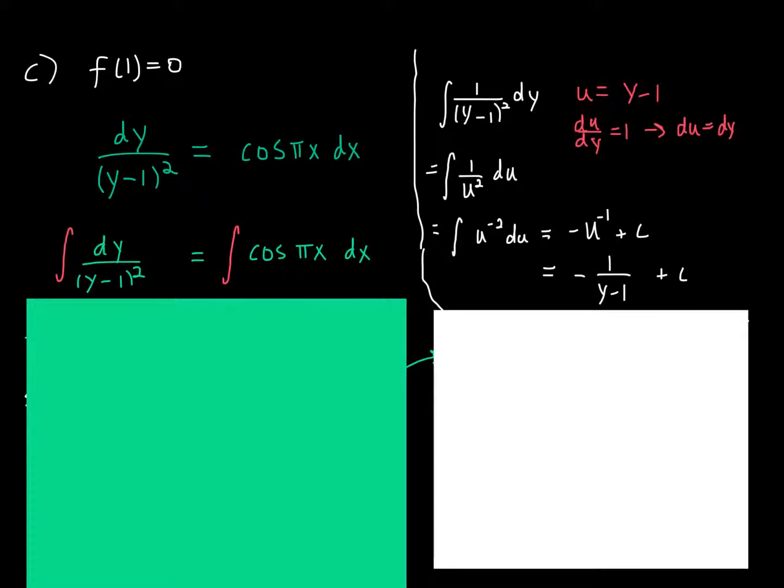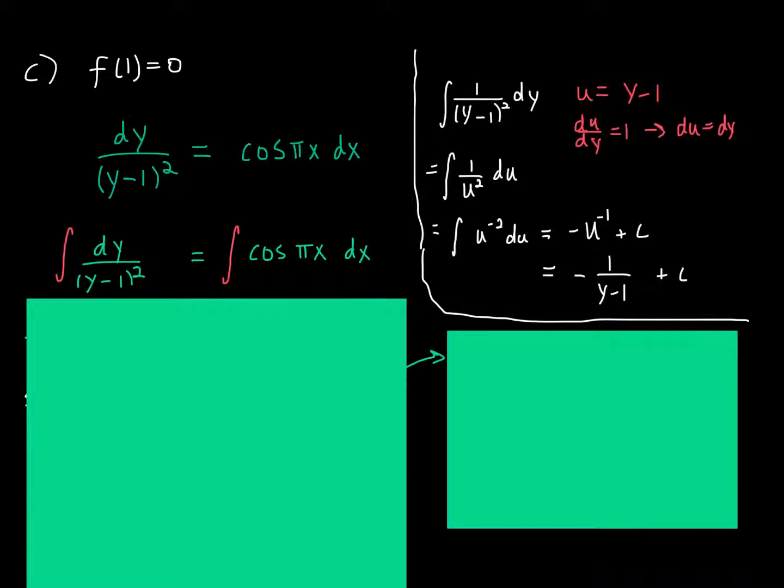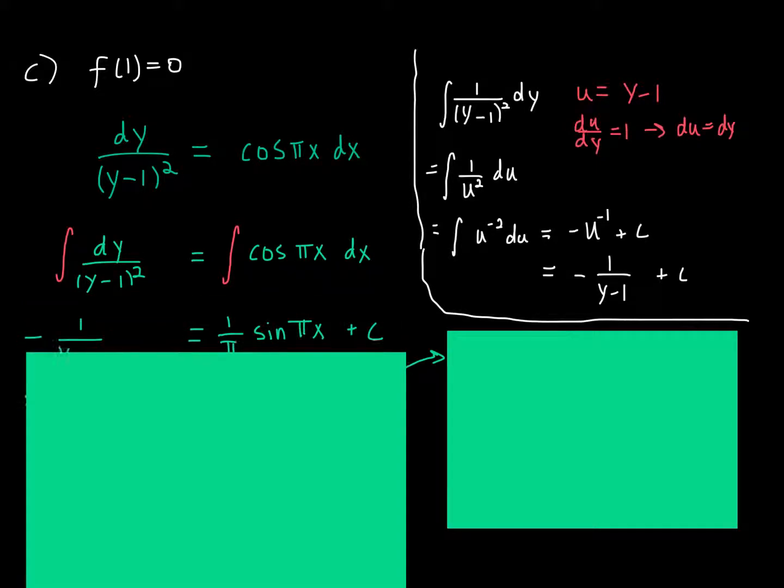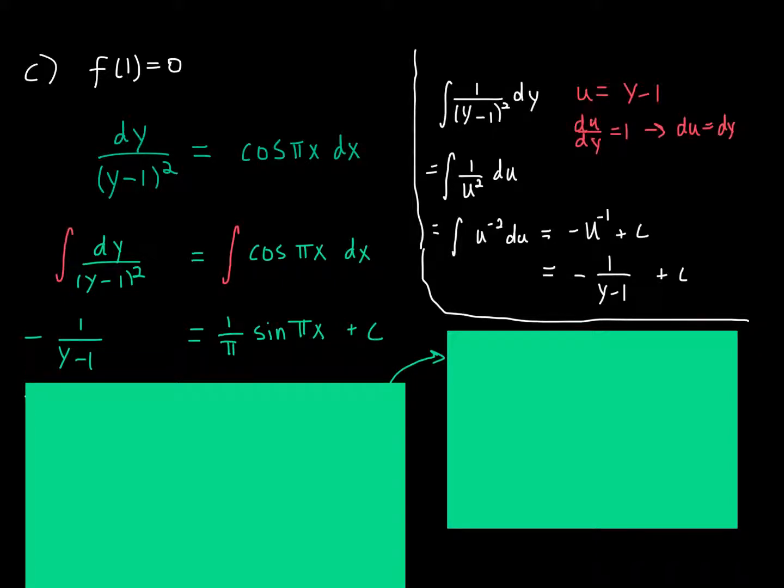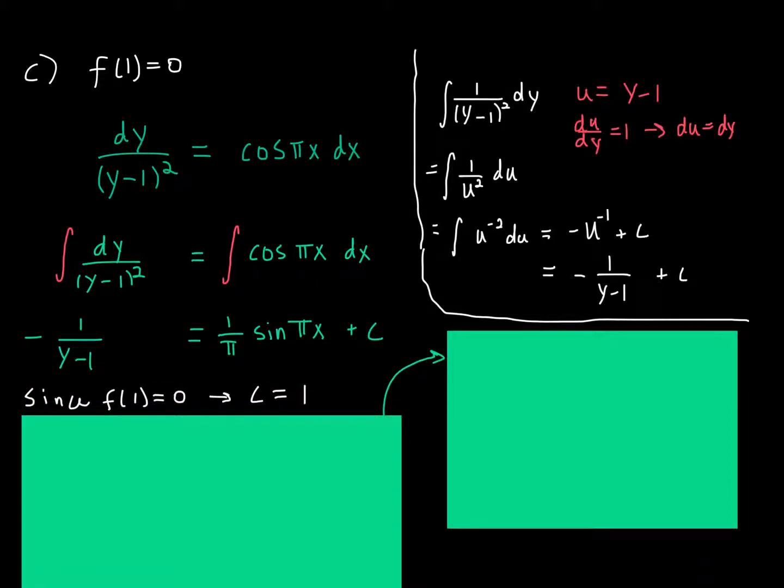So that is the antiderivative on the left, and the antiderivative on the right is just going to be 1 over pi times sine of pi x plus c. Shouldn't be too hard to see. That is pretty clear over there on the right. At this point, I'm going to use the initial condition to solve for c, and doing so is going to give me a c value of 1.